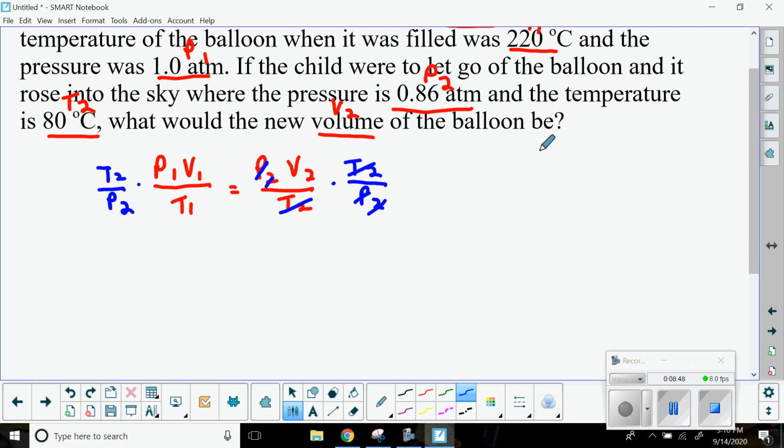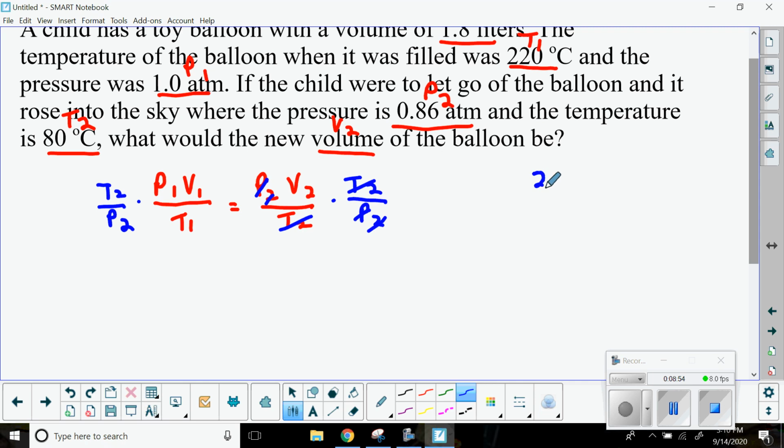Let's change some temperatures to kelvins. My T1 is going to be 220 plus the 273, 493. And my T2 is going to be 273 plus 80, 353.